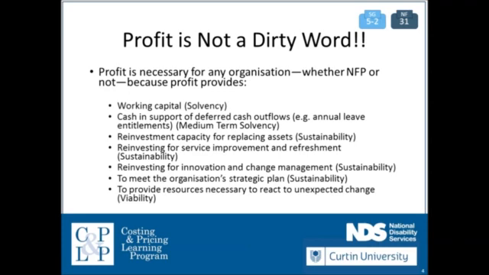Innovation and change management both require staff time, but they also require capital. That is, they require cash to be able to undertake those processes effectively. So reinvesting for innovation and change affects your ongoing sustainability, but it does require capital to do that. And again, that capital generally is met out of the balance sheet, and the balance sheet capital is provided by the profits that your organisation generates.